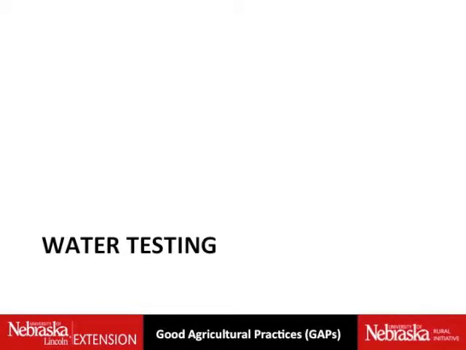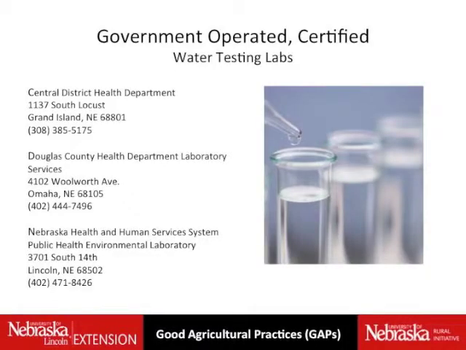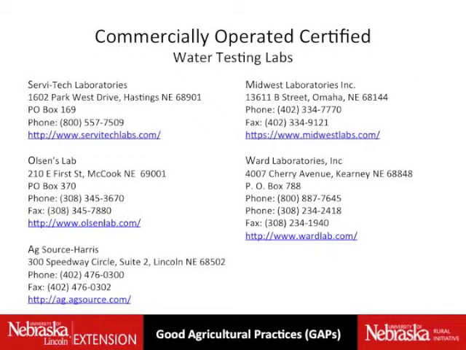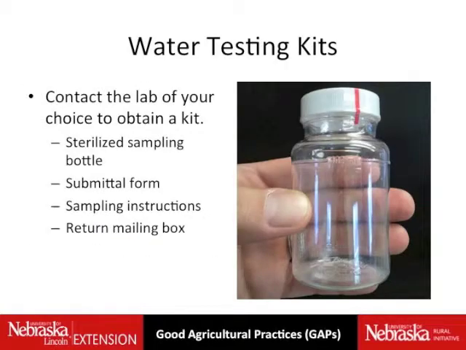Now, let's take a look at how to submit a water sample. First, locate a water testing lab in your area, either a commercial lab or one providing services through a county or regional health department. Contact the lab and request as many sampling kits as you need. Each kit should contain a sterilized sampling bottle, a submittal form, sampling instructions, and a return mailing box for your sample.